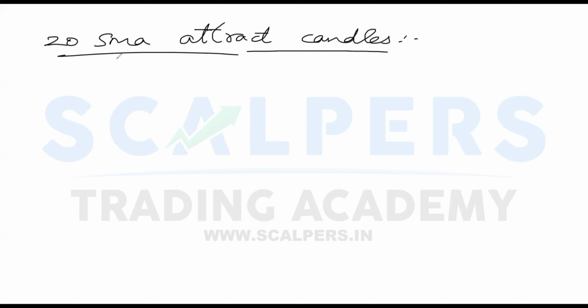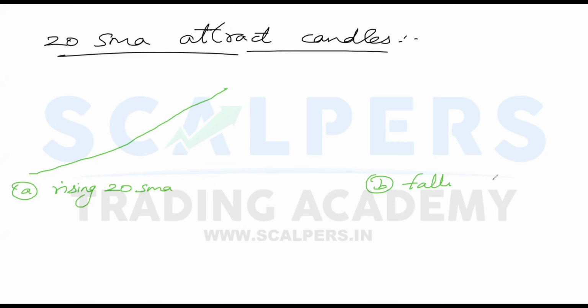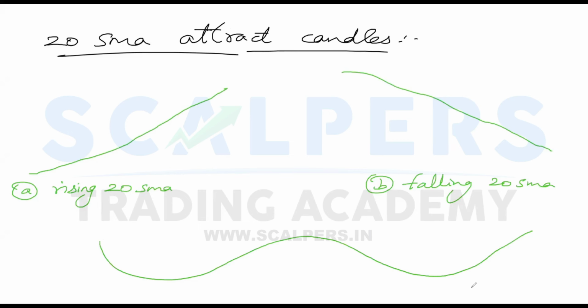20 SMA attracts candles. How is the 20 SMA attracting the candle? There are 3 cases for 20 SMA attracting candles. The first case is rising 20 SMA. The second case is falling 20 SMA. And the third case is sideways, zigzag 20 SMA.